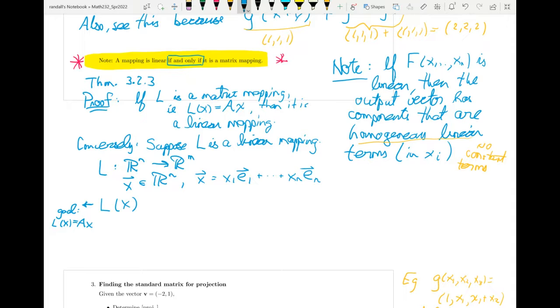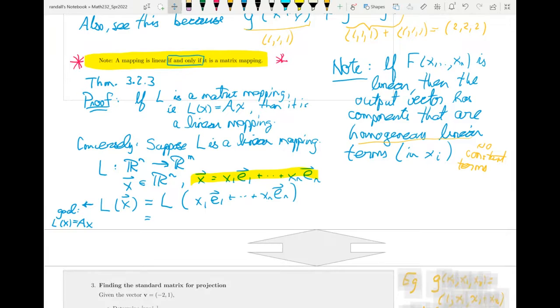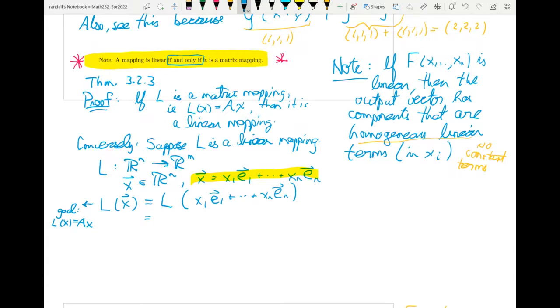So here we go. The first step was to write x as this linear combination, in the standard basis. Now for L of x, I'm going to write it this way. Instead of the vector x, I'm going to write this linear combination. Now I use the properties of the linearity of this mapping L. So now that's a sum. It's not hard to show that if L is a linear mapping, then it's linear across multiple sums. So I can break this up into each term separately.